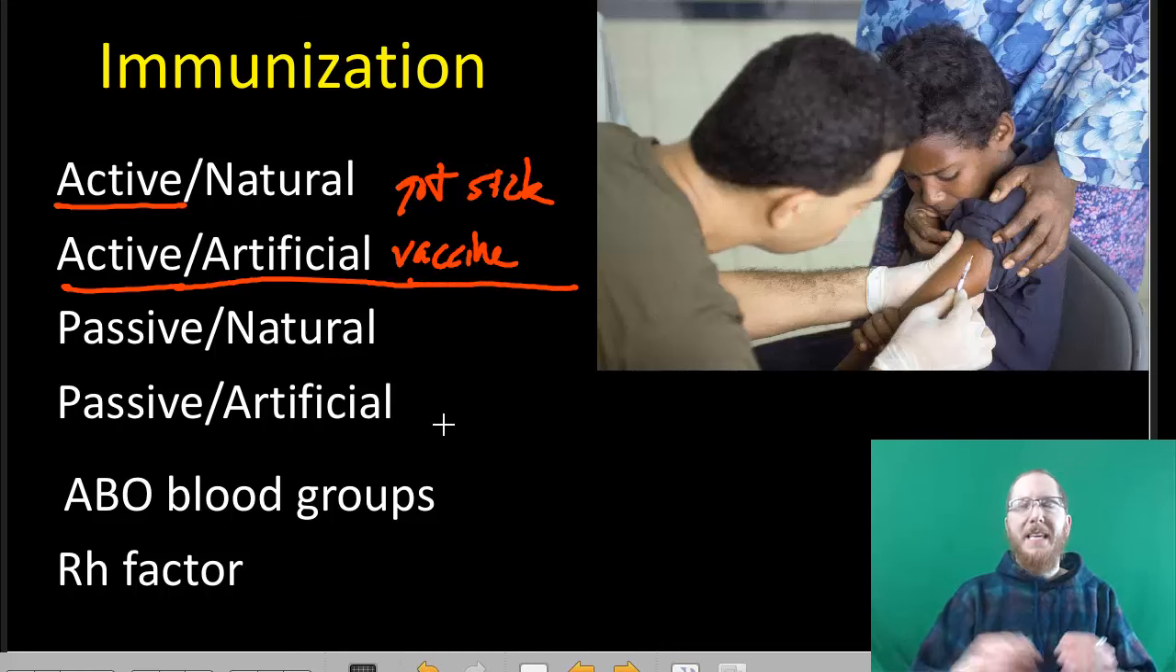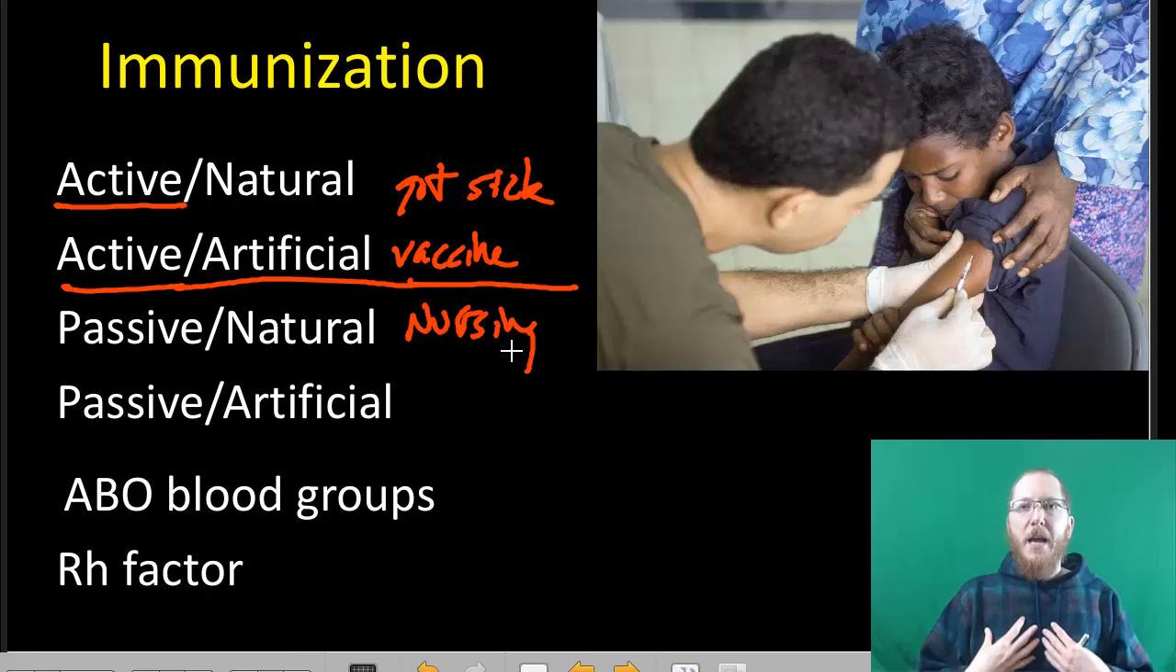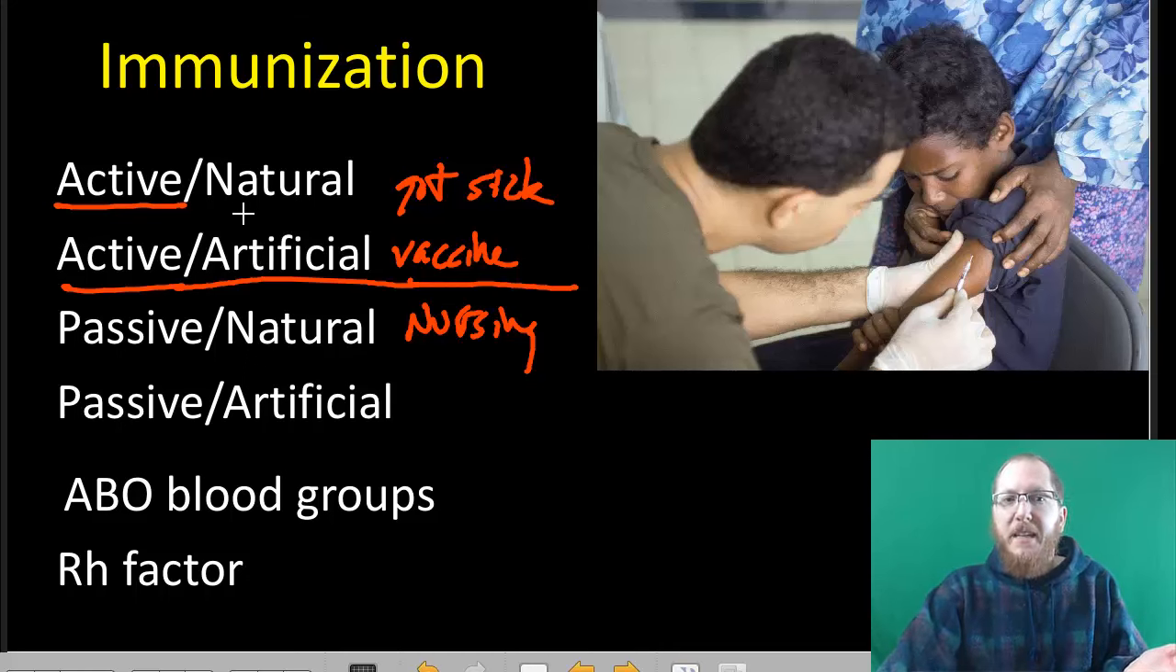Now passive types means I'm going to get it from something else. I'm not actually making my own antibodies, which is what happens when you have an active response. So the first way is passive natural, and this is going to be things like nursing. And so breast milk contains antibodies. And so if I am a child, typically if you're less than 6 months, the child has a pretty poor immune system. And so the mother is going to be secreting antibodies, some of them at least, into the breast milk that the baby can then use to ward things off. So the baby didn't get sick. The goal is the baby doesn't get sick. But the baby doesn't get sick because it's being provided with the results, essentially, of getting sick, the antibodies, via breast milk.